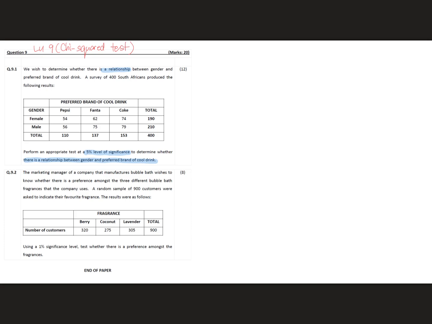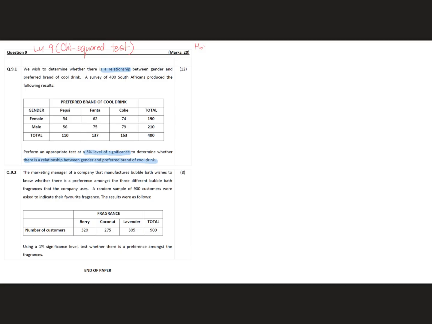So immediately here, you know what you're looking for. You're looking for a test of independence or whether there is a relationship between these two variables. So the first step is also to write out your null and alternate hypotheses like we did with Learning Unit 8 or question 8 that we just looked at. So the null and alternate hypotheses will be written out in words here.